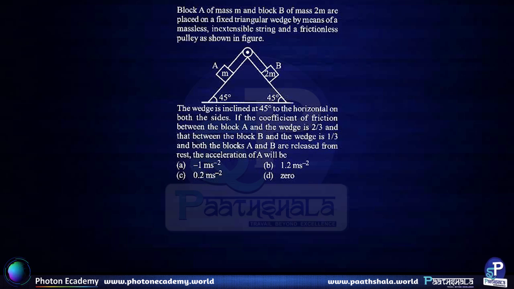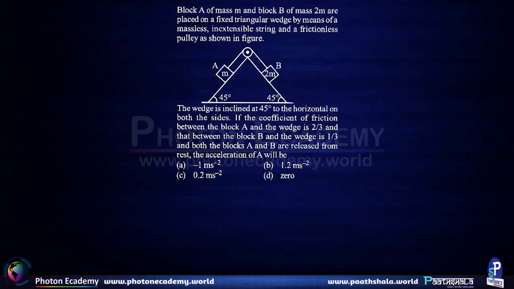Block A of mass m and block B of mass 2m are placed on a fixed triangular wedge by means of a massless inextensible string and a frictionless pulley as shown in the figure. The wedge is inclined at 45 degrees to the horizontal on both sides. If the coefficient of friction between block A and the wedge is 2/3 and that between block B and the wedge is 1/3, and both blocks A and B are released from rest, the acceleration of A is to be calculated.